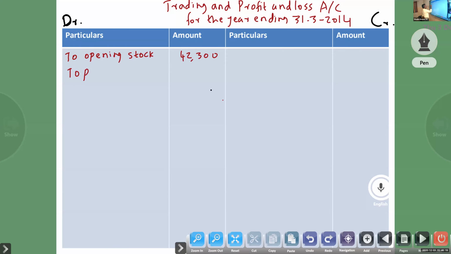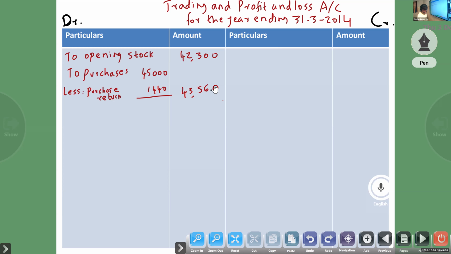Next, purchases, 45,000. Here you have to look whether a return is there, return outward, less purchase return. So purchase return 1,440, credit side 1,440. So 43,560.